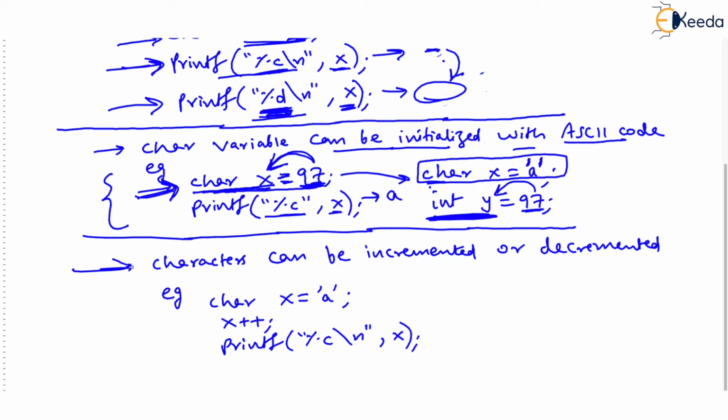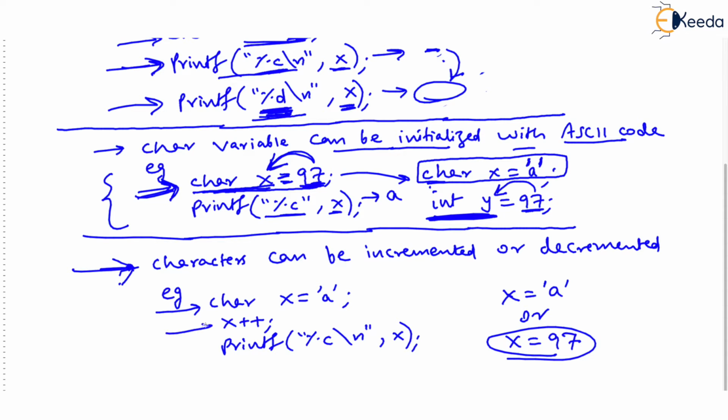The last thing in this particular video is coming up. You can increment or decrement a character. Just check this code. Char x equal to small a. Tell me what x is. You will say x is small a, or you can say x is 97. Basically x is 97. Get convinced with that, because there are no characters, everything is treated as ASCII codes.